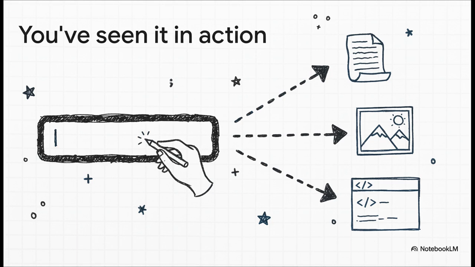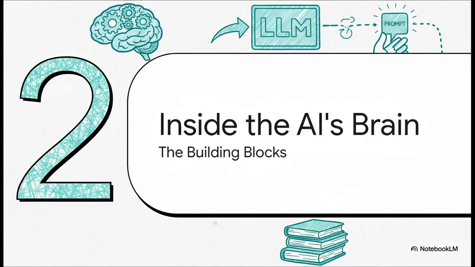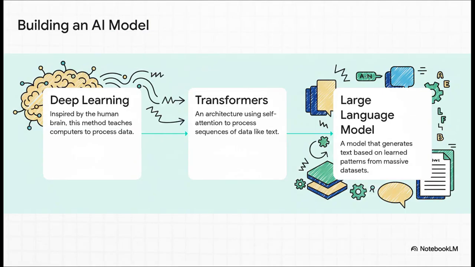It's the magic behind tools that can create new text, generate these stunningly realistic images, compose music, write code, the list just goes on and on. So the big question is, how does a machine get so creative? To really understand that, we need to peek inside the AI's brain, so to speak, and look at the fundamental building blocks.